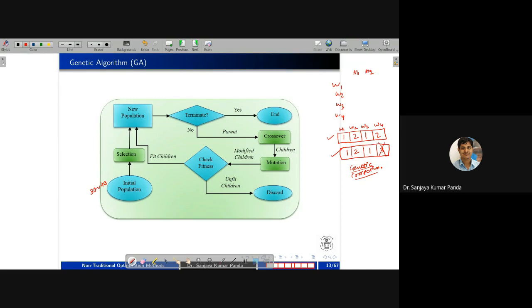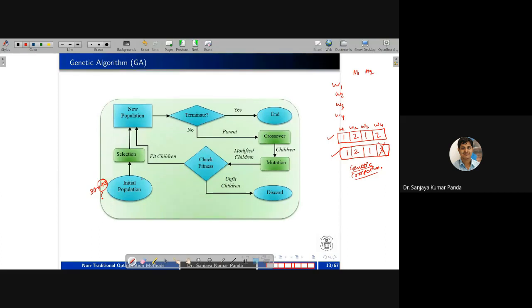Then you may ask, sir, why 30 to 40, why not 100? There is no standard rule on how big the initial population should be. Different articles say different things. There is no clear-cut method for how many individuals you should take. Okay, let us take 40 different initial population.